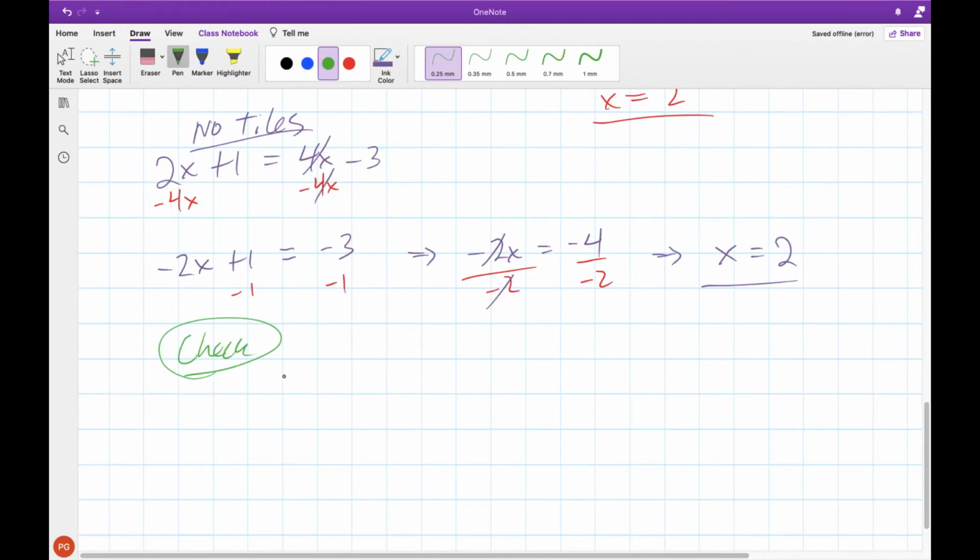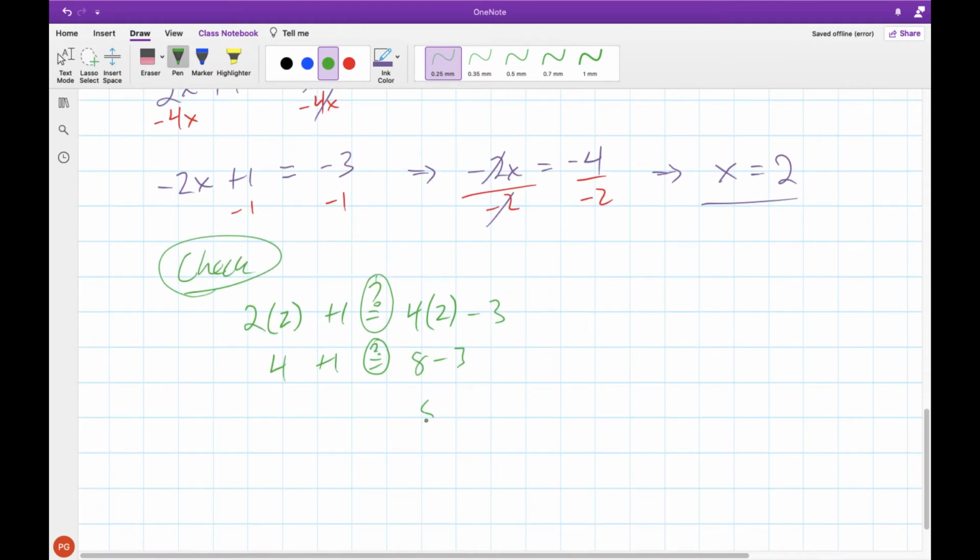As always, it is important to check your answers. So if we want to substitute in x equals 2 into this equation here, we would end up with 2 times 2 plus 1. And is that equal to 4 times 2 minus 3? 2 times 2 is 4 plus 1. This is going to be 8 minus 3. 8 minus 3 is equal to 5. 4 plus 1 is equal to 5. Boom, we got our right answer.